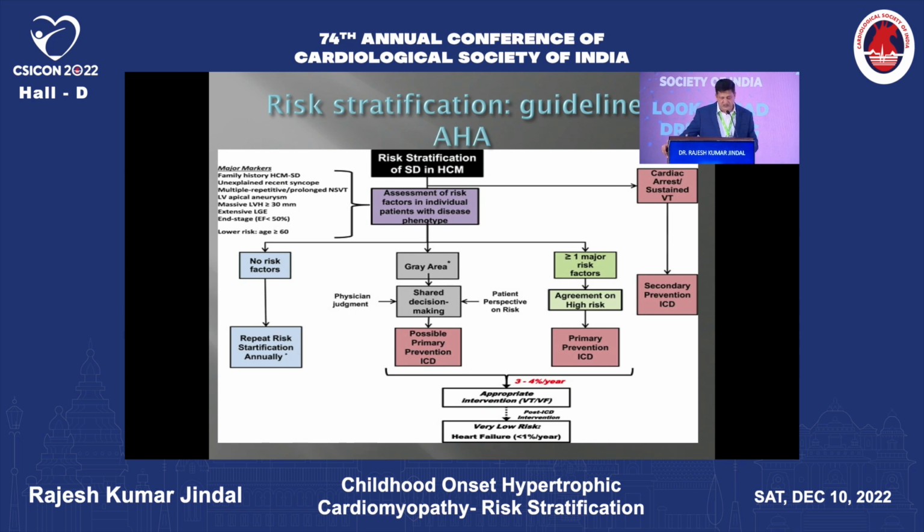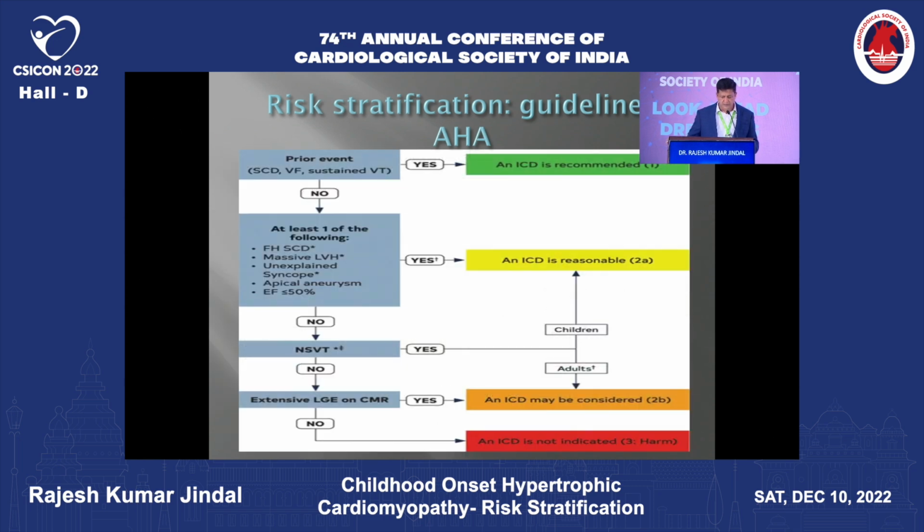The AHA says that patients with more than one risk factor should be considered high risk, and all should be offered an ICD as a primary prevention strategy. Those people who don't have these risk factors fall in the category of low risk and probably do not need an ICD. In between is a gray area where you need further decision making based on patient perspective and physician judgment, and possibly some of them who fall under the higher category, that is 3 to 4% per year risk of future events, will appropriately need an ICD. Others can be kept under close surveillance.